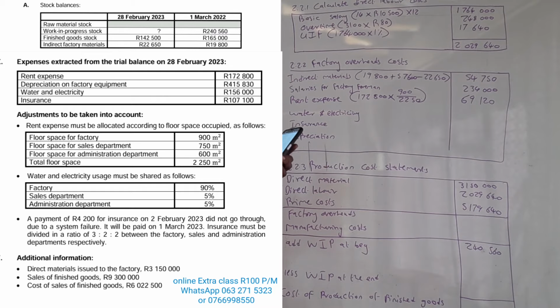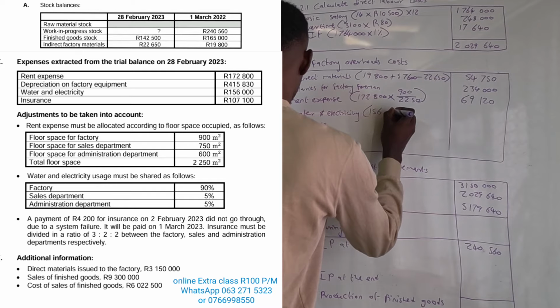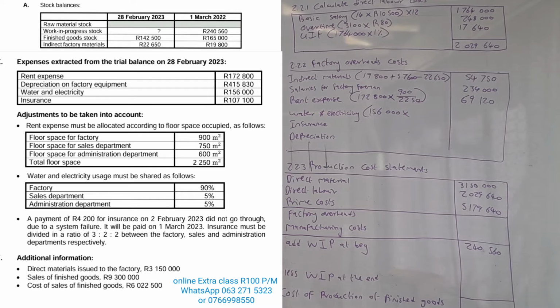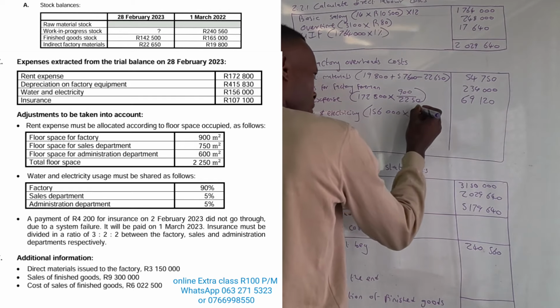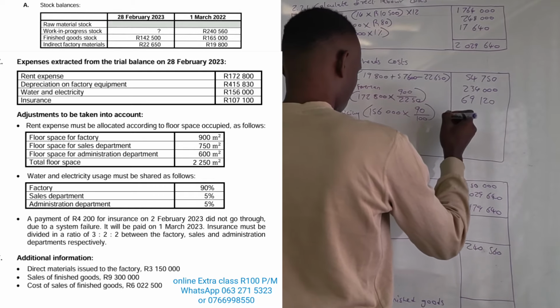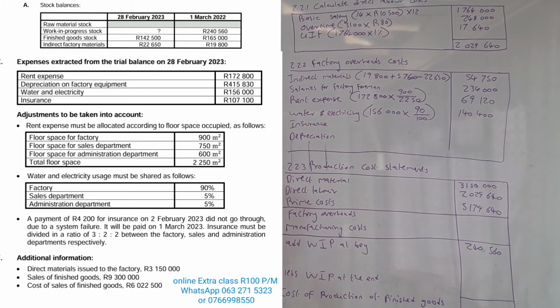69,120. Then under water and electricity, we were given 156,000, which we have to do what? Which we have to adjust according to instruction. Instruction said that water and electricity usage must be as follows. Factory use 90%, sales department 5%, admin 5%. In total, it was 100%. What we are looking for is factory, which is 90%. Then it will give you 140,400.